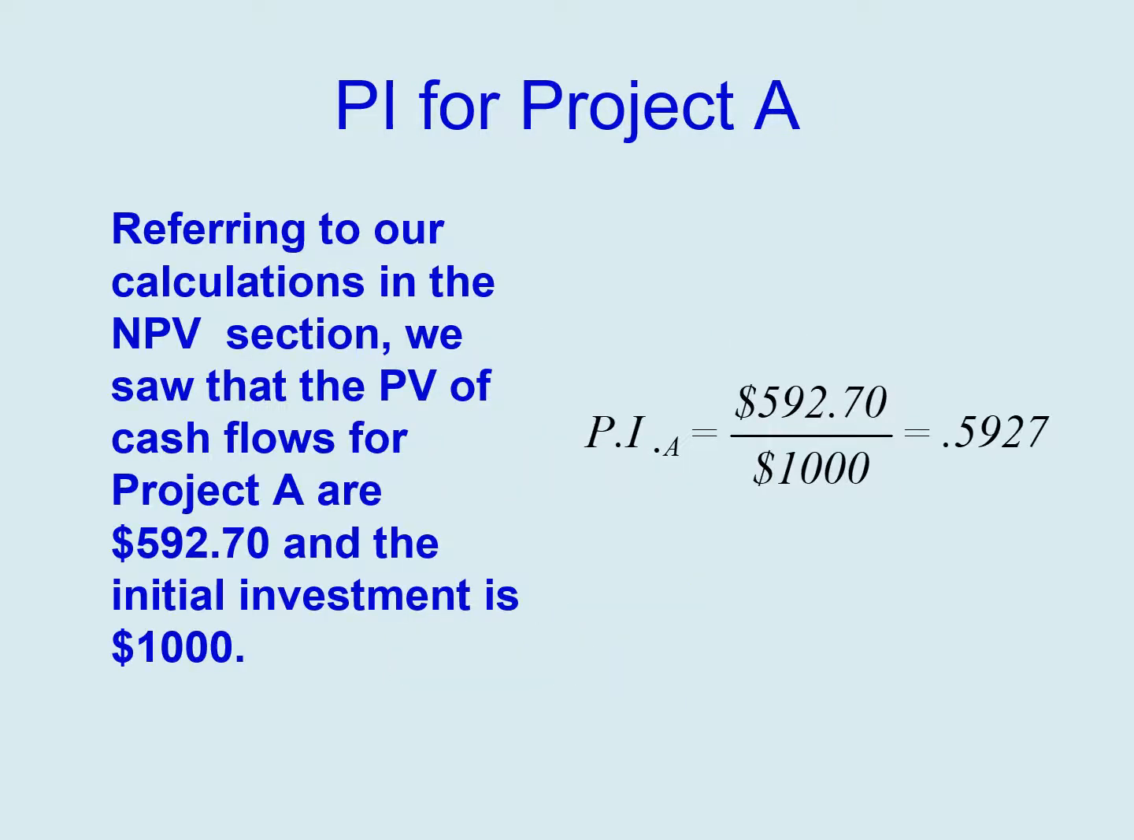So let's go ahead and just go back to our calculations that we had already done for Project A when we calculated the NPV. If you remember, when we calculated the present value of the cash flows for Project A, we came out with a total present value of cash flows of $592.70. So let's use that, and we put that in our numerator, and then we divide that by the $1,000 net investment, and we get 0.5927, which gives us a profitability index of less than 1.